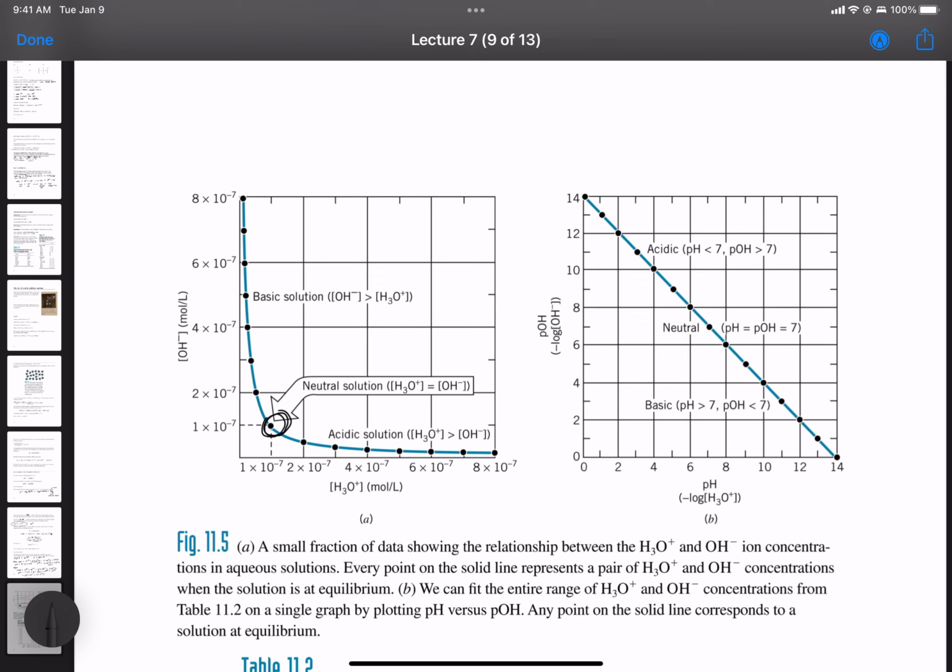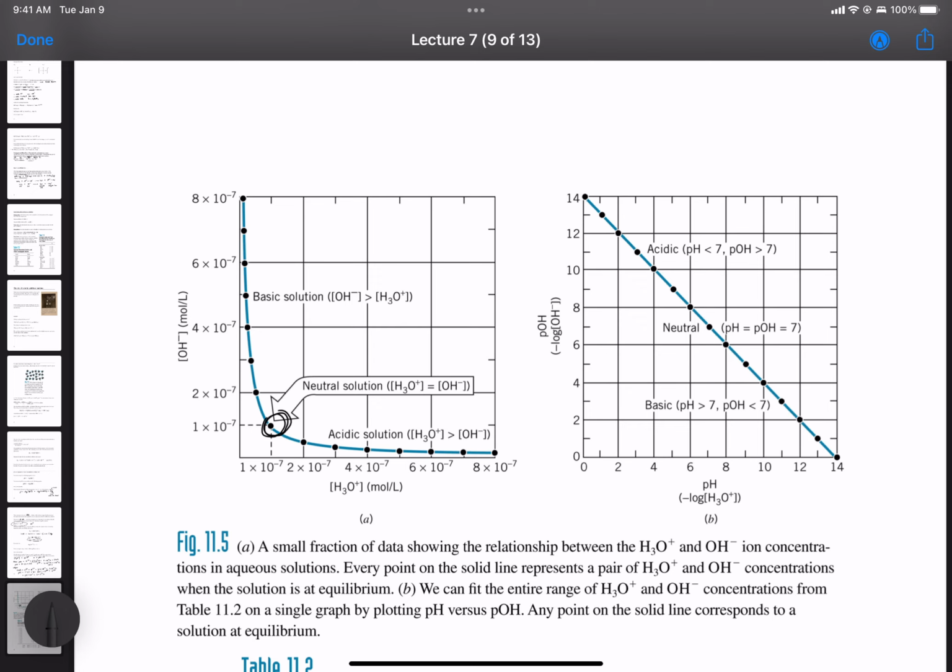All these points on this graph represent a pair of concentrations. As you move to a more acidic solution, the concentration of OH minus decreases, and as you move the opposite way, the concentration of H plus decreases as well.